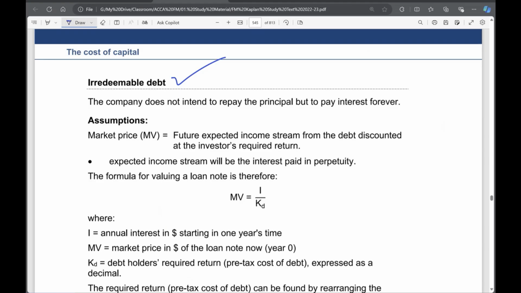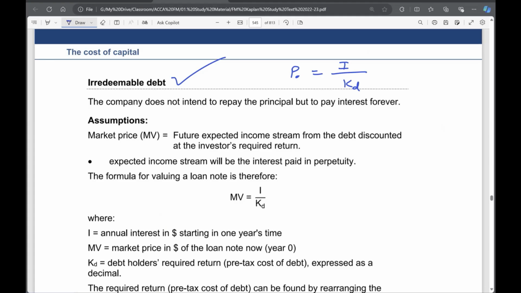The original formula was this: P naught equals I over KD, where we denote cost of debt with KD, right? What is an irredeemable bond? You remember? A bond that has no life, no date mentioned on it, undated. So it will give you a fixed interest in perpetuity.